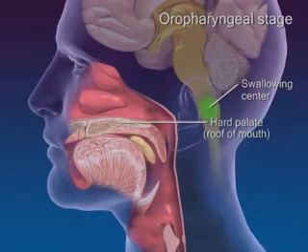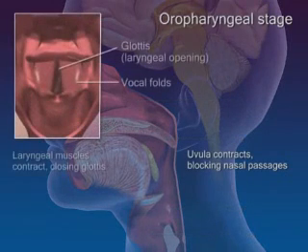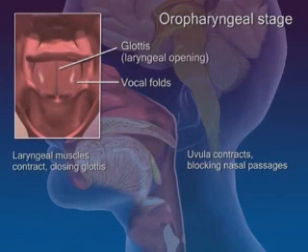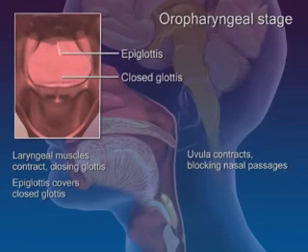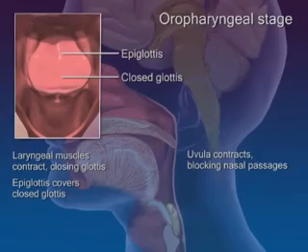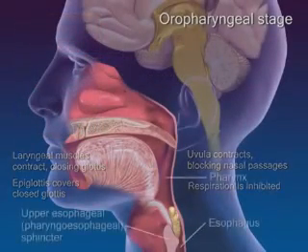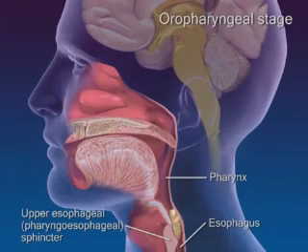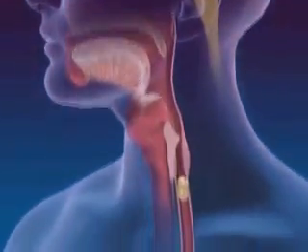into respiratory passageways. The uvula contracts, which blocks the nasal passages from the pharynx. The laryngeal muscles contract, closing the glottis at the top of the trachea by tightly aligning the vocal folds. The epiglottis swings down upon the closed glottis. With all airways blocked off, respiration is temporarily inhibited. As the upper esophageal sphincter relaxes, pharyngeal contractions drive the bolus into the esophagus. The oropharyngeal stage is done and breathing resumes.